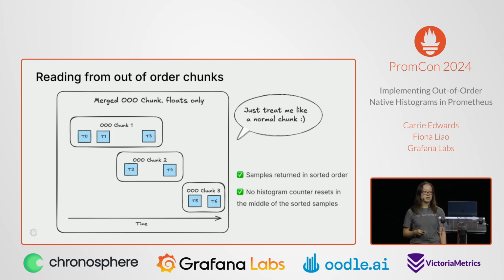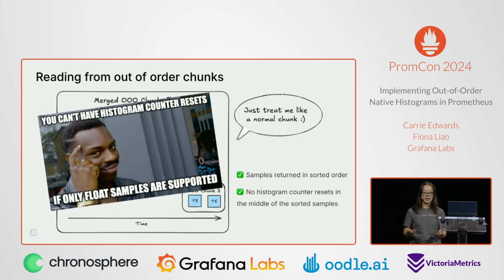Also, as mentioned before, a chunk requires there to be no histogram counter resets in the middle of the samples in the chunk. In this case, all the samples are floats, so you can't get a histogram counter reset, which is quite nice. So there are parts of the code that depended on this merged chunk basically behaving like a proper chunk and could error if it didn't.